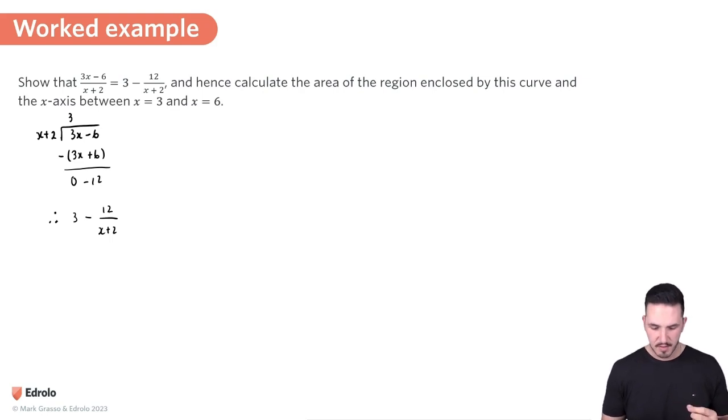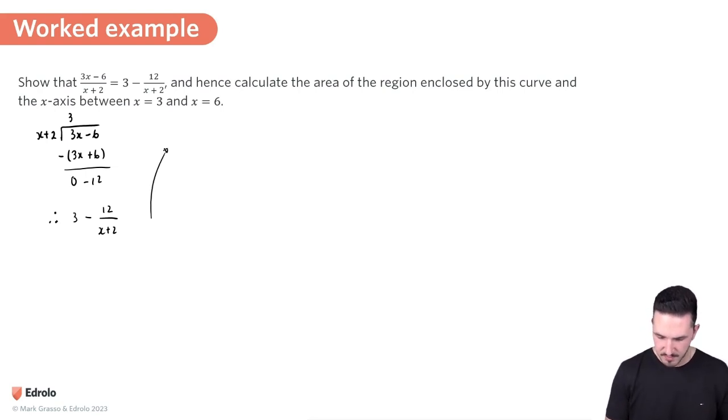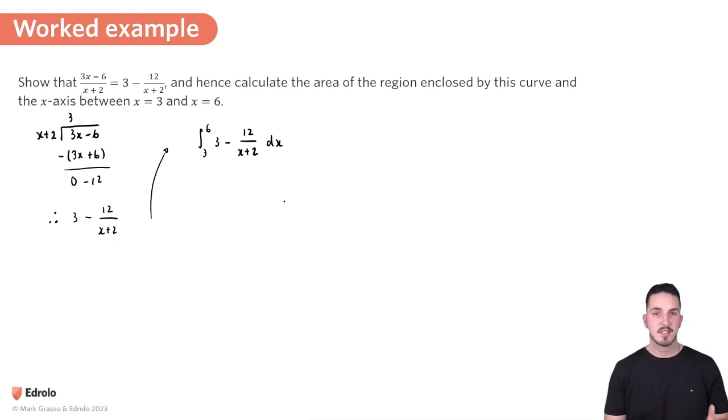So therefore we have 3 minus 12 on x plus 2. So we can use this form to now integrate. To set up our integral, we want to find the integral between 3 and 6 of 3 minus 12 on x plus 2 dx. I'm going to separate this just to make life a little bit easier for ourselves.